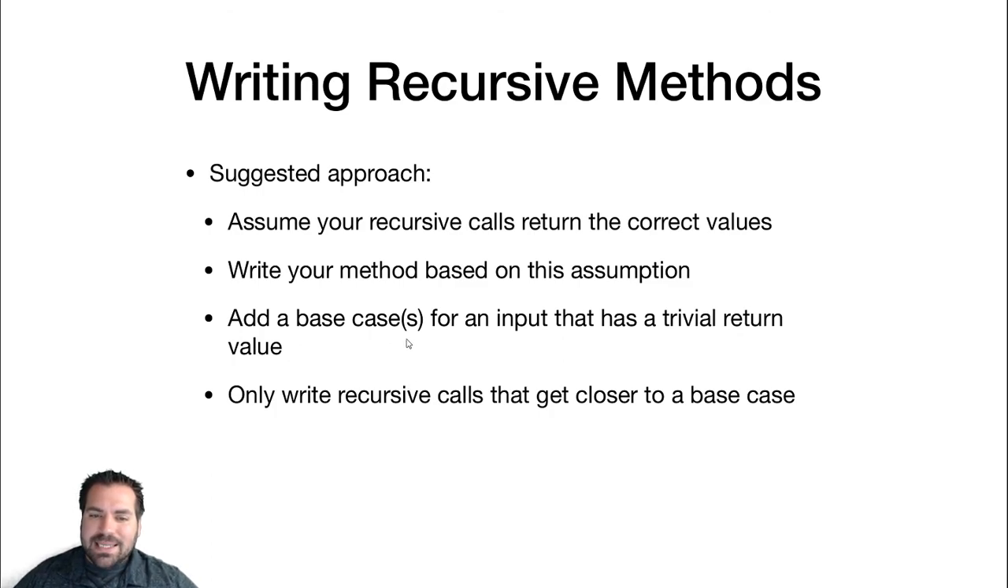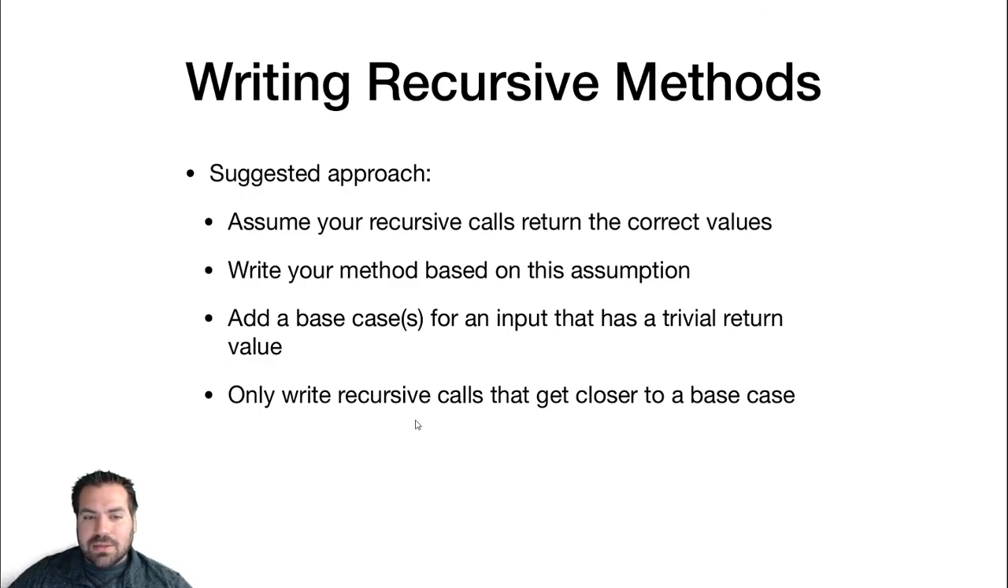Add a base case for an input that has a trivial return value, so anything that you just know the answer to. In merge sort, this was a list with one element. It's already sorted, done. With merging, it was when we've already reached the end of one of these lists, and then I can just combine the two lists and be done with it. Some case where you know the return value and you literally can't mess it up.